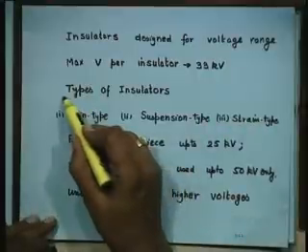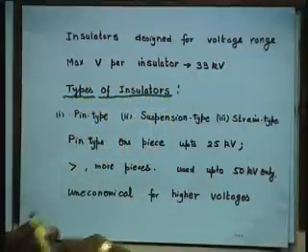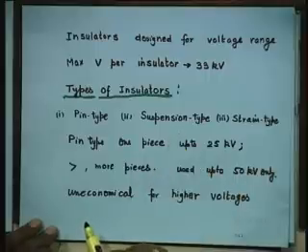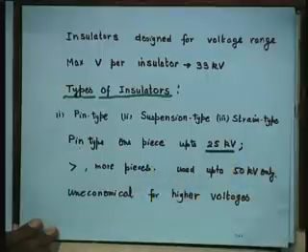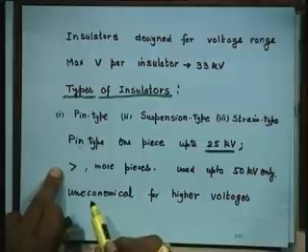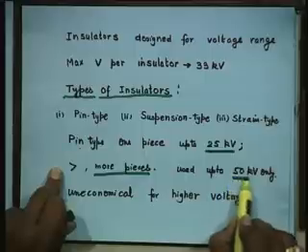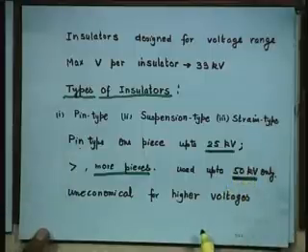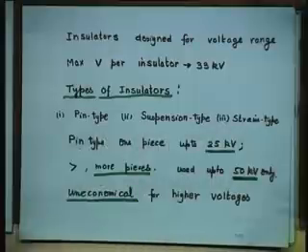Types of insulators. There are only 3 types so far: pin type, suspension type and strain type. Now, pin type, one piece is up to 25 kV. If it is more, you have more pieces, but it goes only up to 50 kV. Why not more? It becomes uneconomical for higher voltages. Pin type.